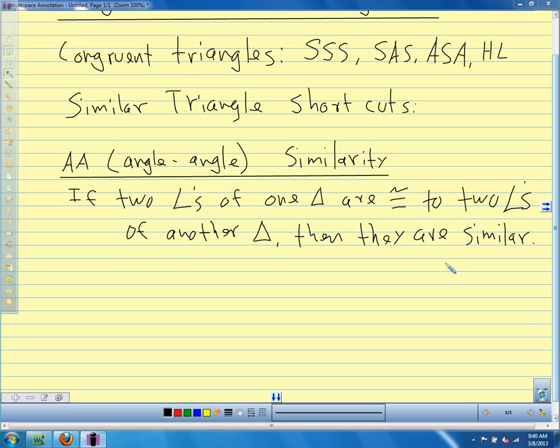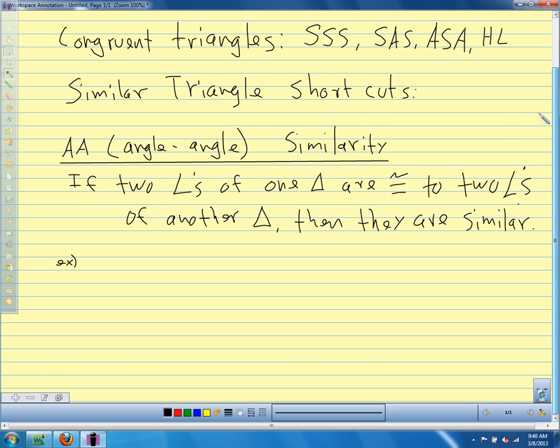So our first shortcut, we don't even have to worry about the sides. If we know that two angles of one triangle are congruent to two angles of another, that guarantees us that our triangles are similar. That makes our lives a little bit easier. So let's look at a couple of examples of this.